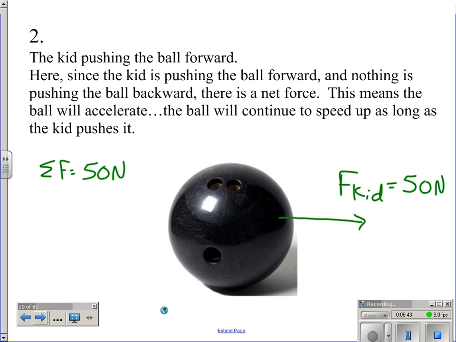And as a result, the acceleration is not 0, right? Since the net force isn't 0, the acceleration can't be 0. We're going to learn later on how to calculate that acceleration. But for now, what you need to know is the acceleration isn't 0, so it is accelerating, which means the velocity is going to change, right? That's why the ball starts moving, because the kid put a force on it and changed the velocity from 0 to whatever.